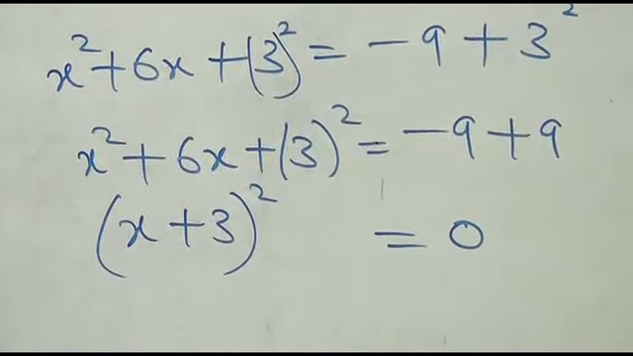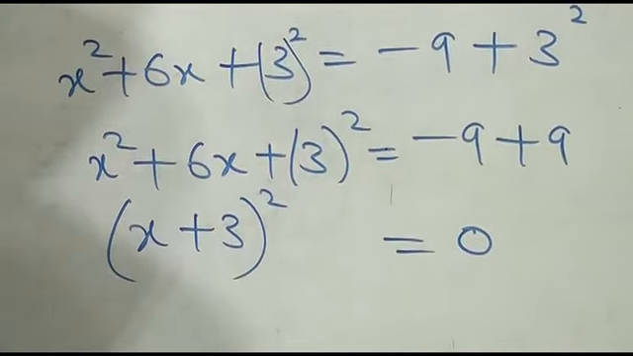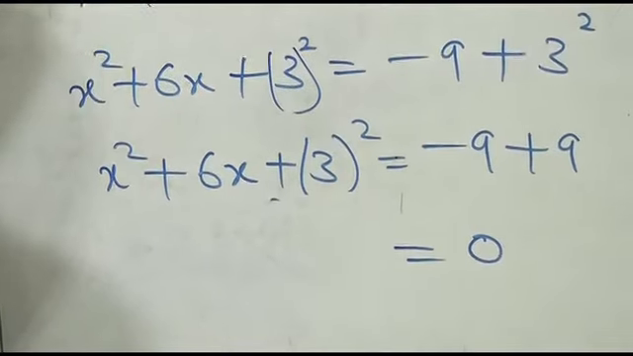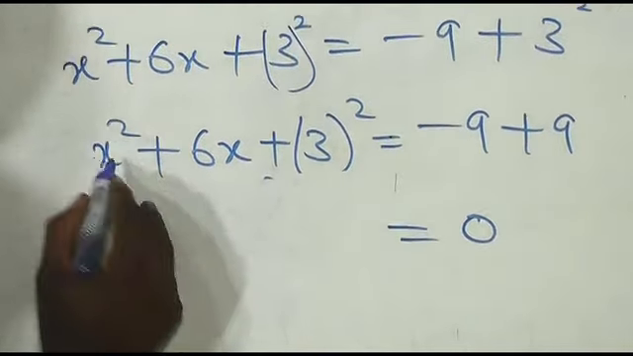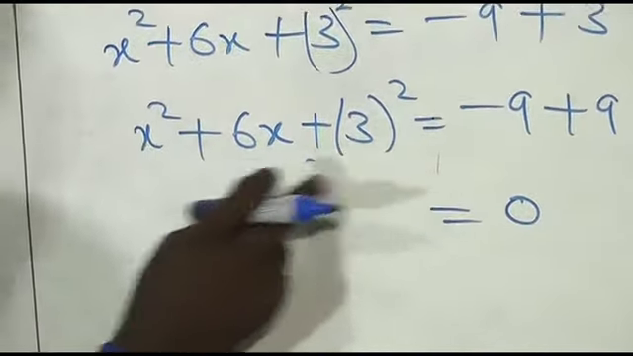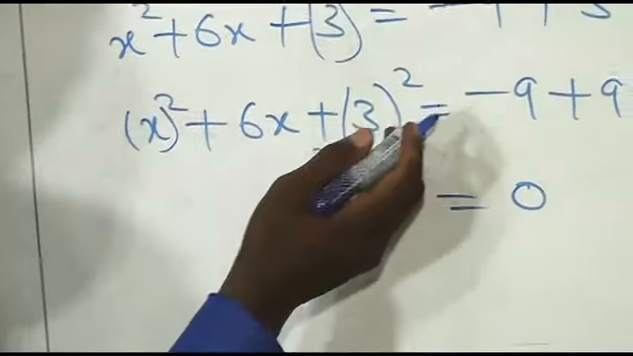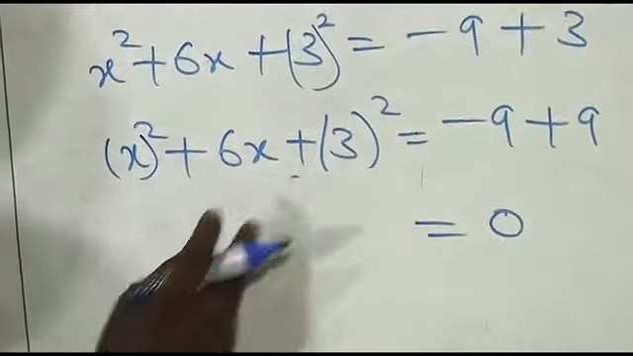x plus 3 all squared. So how did I get that? Let me explain. Considering that you have two terms that are squared here, the first one is x squared, and the last term here on the left hand side is 3 squared.